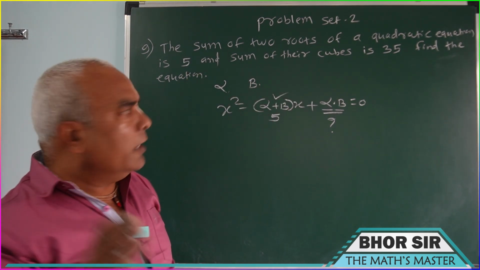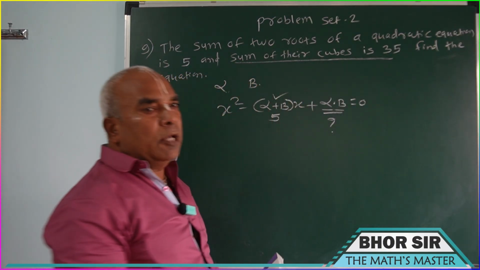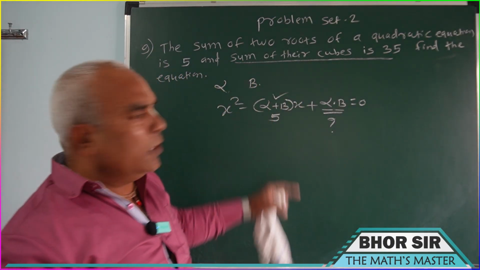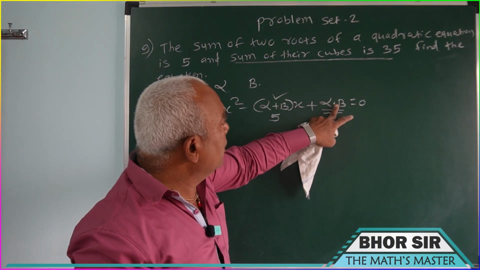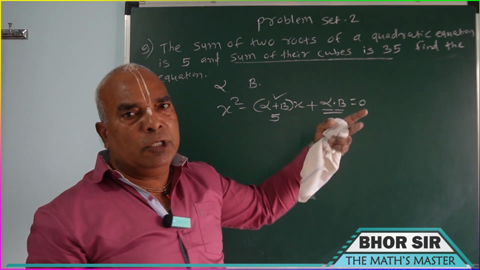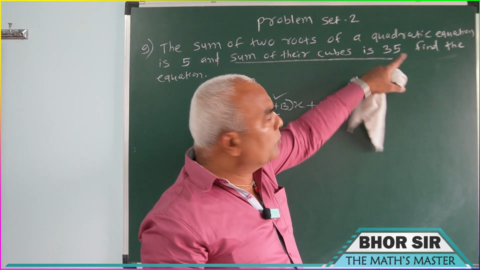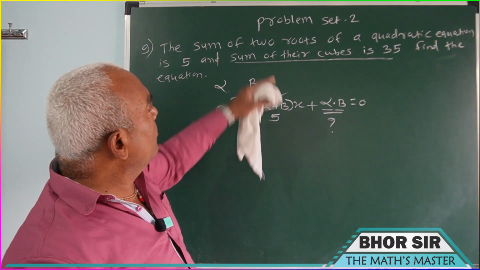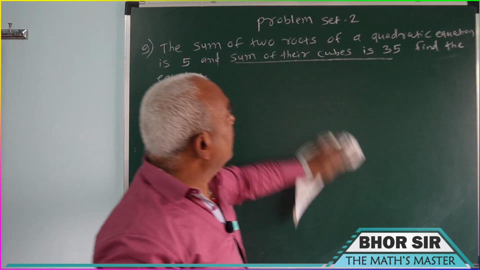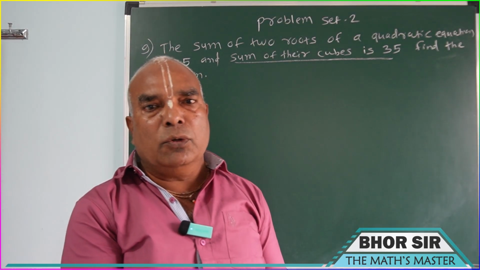Suppose instead of writing the sum of their cubes is 35, they had written their product is 35, we would write the value 35, and then the equation becomes x square minus 5x plus 35. This would be the answer. But that is not the case. This is not the product, this is the sum of their cubes given. Therefore, from these cubes we have to find the value of alpha into beta.